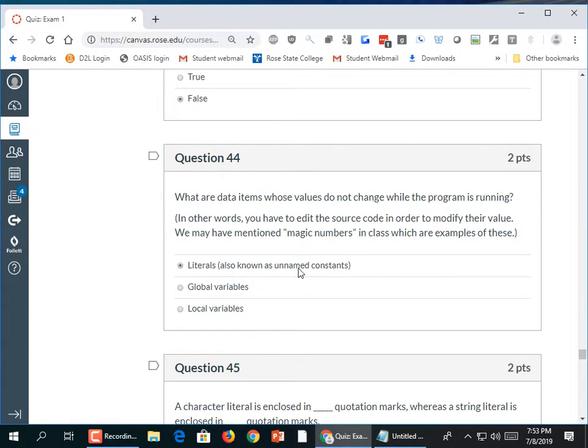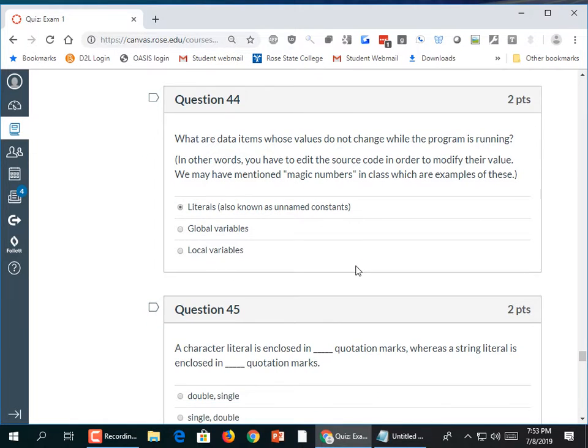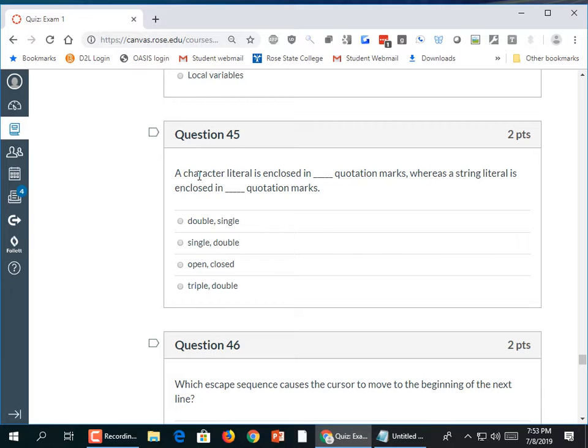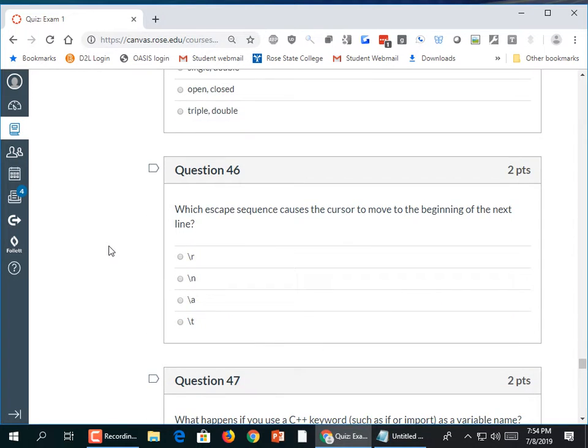And so a literal is a value that is hard-coded directly into the code rather than being assigned into a variable. I think if I just put constant there rather than literal, everybody would have gotten this right. A character literal, well, characters are single quotes and strings are double quotes.